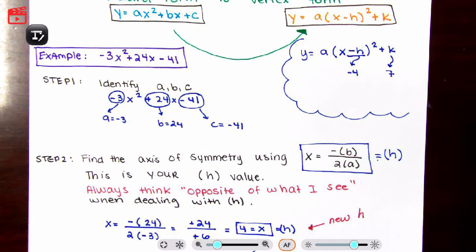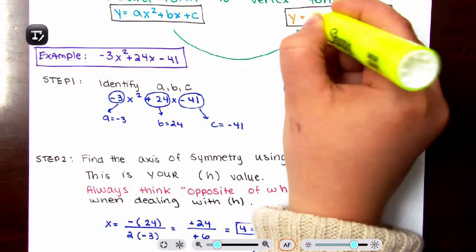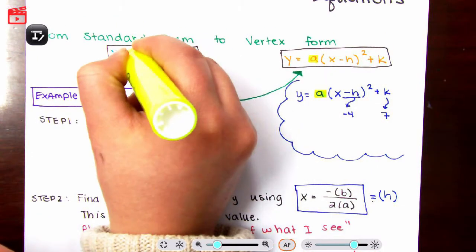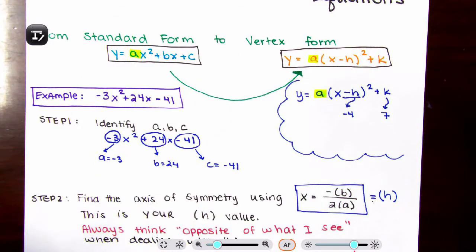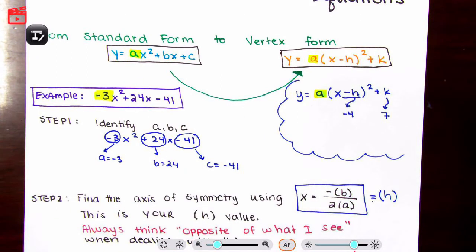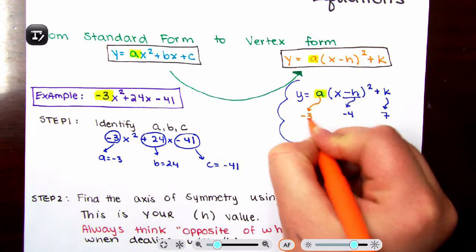Now what about this a value? Let's look, I'm even going to highlight it for you. This a value comes from your original leading coefficient. In our case, what is the first number you see in standard form? This is -3. So that means this a value is also going to be -3.